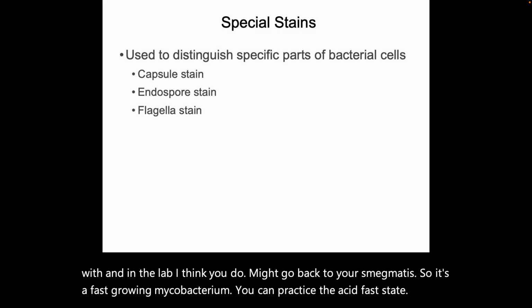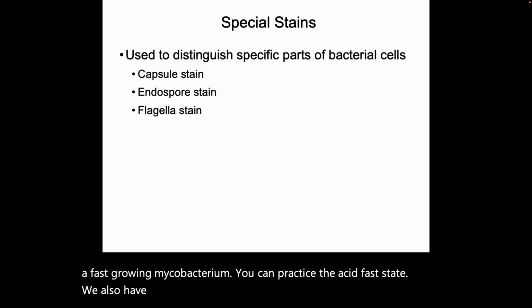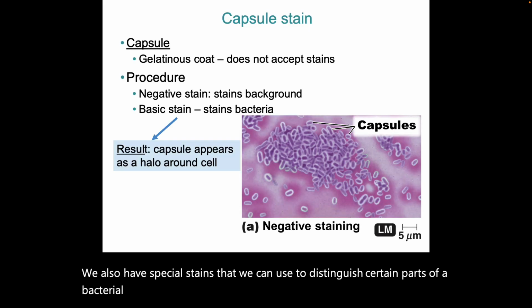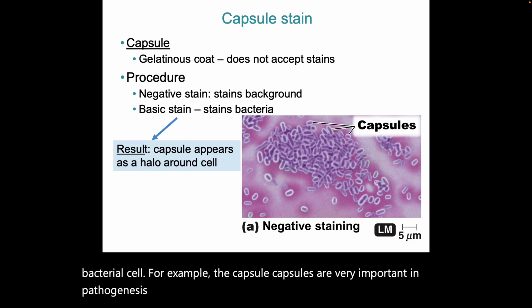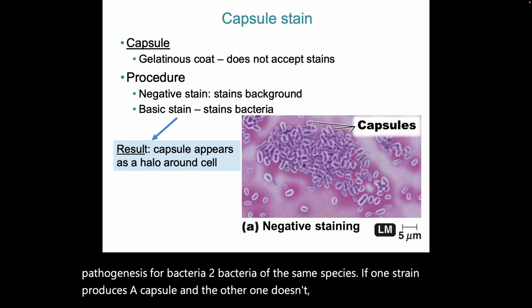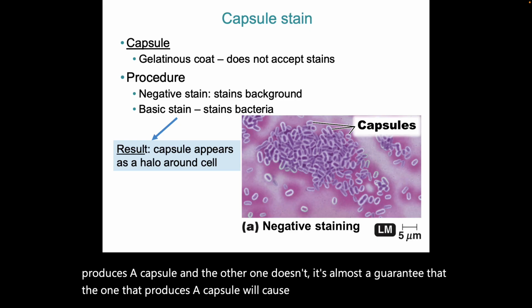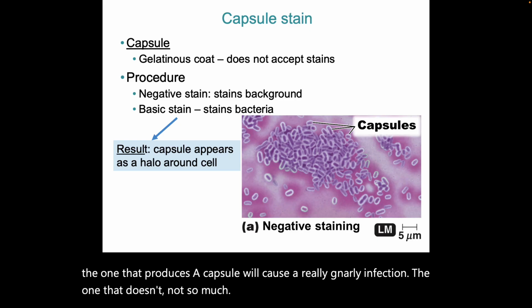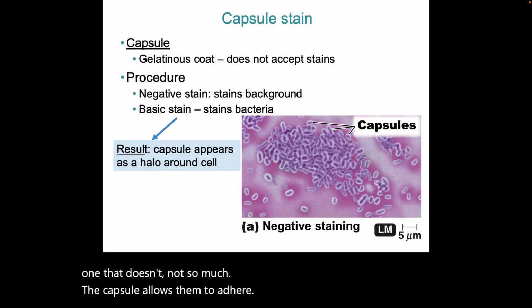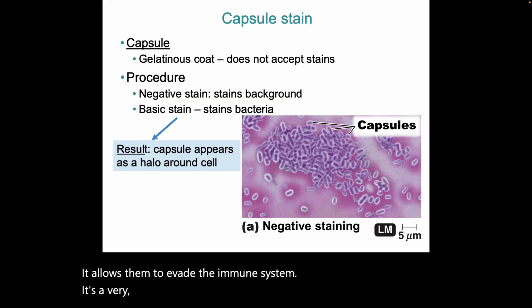We also have special stains that we can use to distinguish certain parts of a bacterial cell. For example, the capsule. Capsules are very important in pathogenesis for bacteria. Two bacteria of the same species, if one strain produces a capsule and the other one doesn't, it's almost a guarantee that the one that produces a capsule will cause a really gnarly infection. The one that doesn't, not so much. The capsule allows them to adhere. It allows them to evade the immune system. It's a very, very important factor for bacteria.